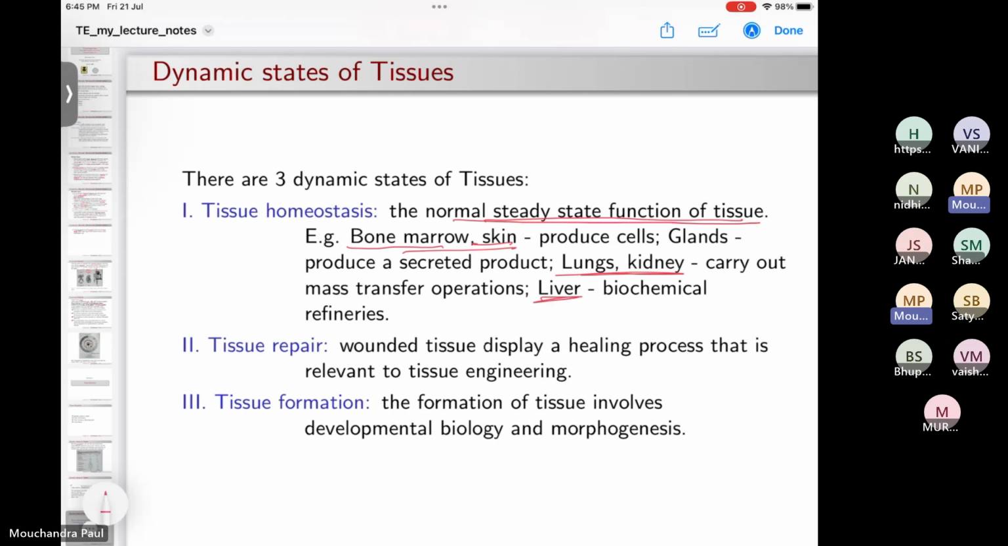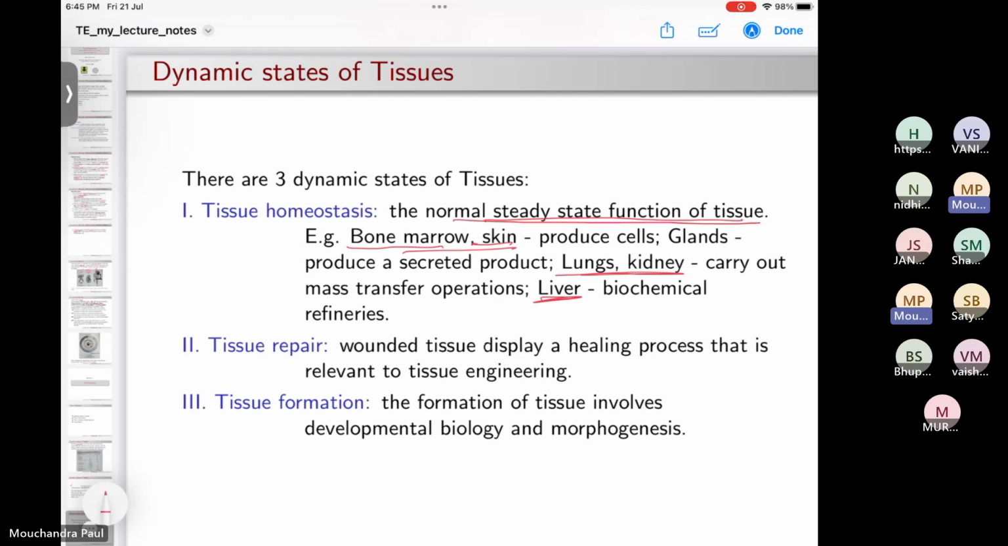And then when you look at the liver, it is acting as a biochemical refinery. The liver is a very important gland in our body, where all the important biochemical reactions like fat synthesis, protein synthesis, carbohydrate synthesis, or drug metabolism, everything happens in the liver. Multiple metabolic pathways are occurring simultaneously, some input reactants are there, and you are getting some products. That's why it is called a biochemical refinery. So this is the normal steady state function.